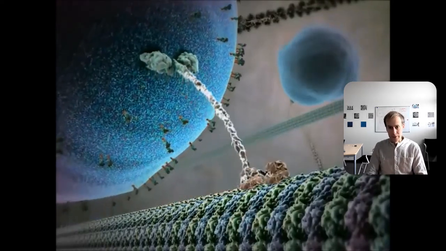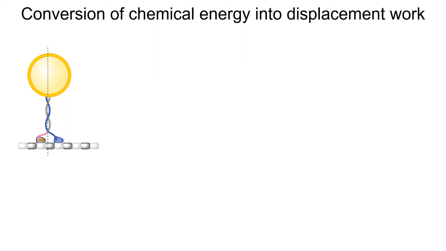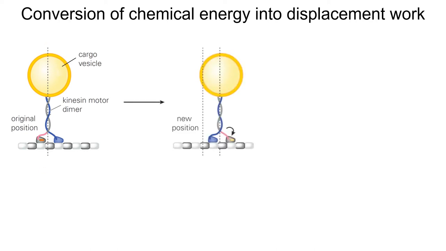Let's analyze this for a second. So here's a more simplified depiction of this combination of the motor protein with the vesicle. What it does, it converts chemical energy into displacement work, simply, right? So the kinesin motor dimer carries a cargo vesicle through the cell, and initially it's at this position, given by the dashed line here. But then as it takes a step, it moves the vesicle from the initial to the new position, right? And in order for it to do that, it overcomes a certain displacement, right?